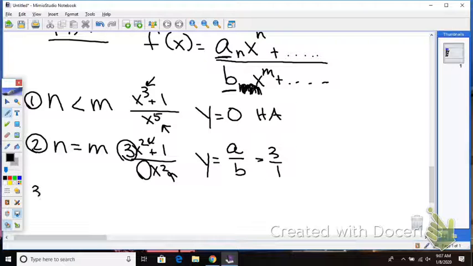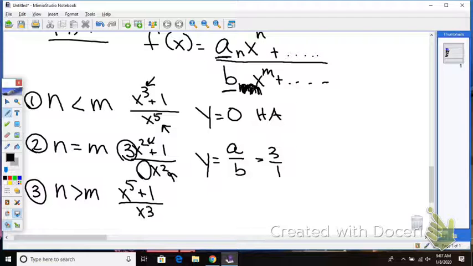And then the last one is if n is greater than m, so the top is greater than the bottom. So I'll just make this x to the fifth plus 1 over x to the third. So now my top exponent is bigger than my bottom exponent. If that's the case, there is no horizontal asymptote.